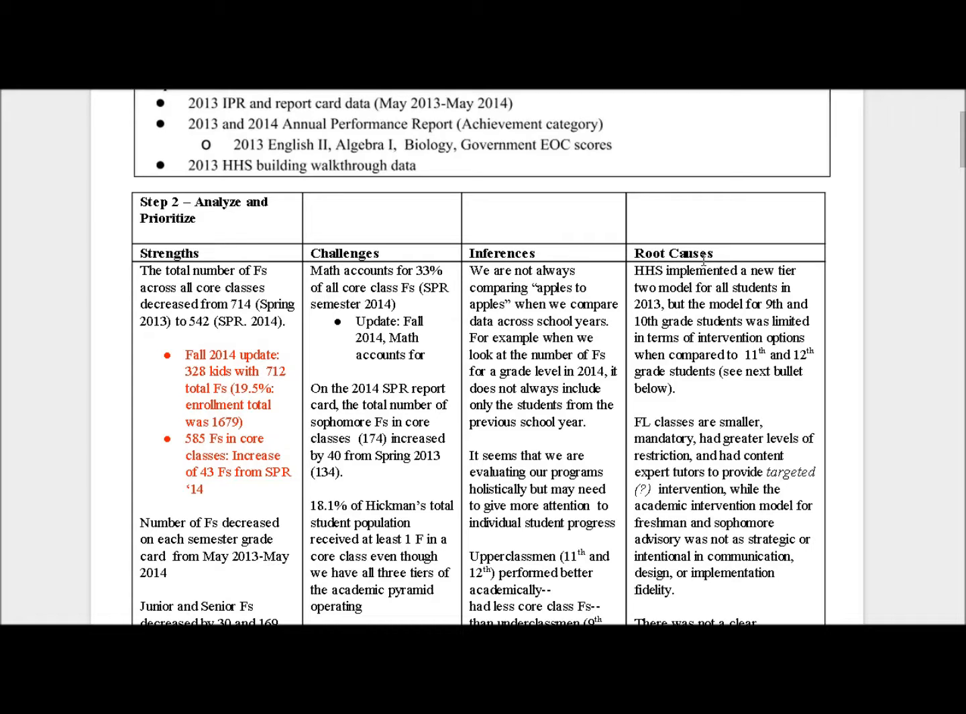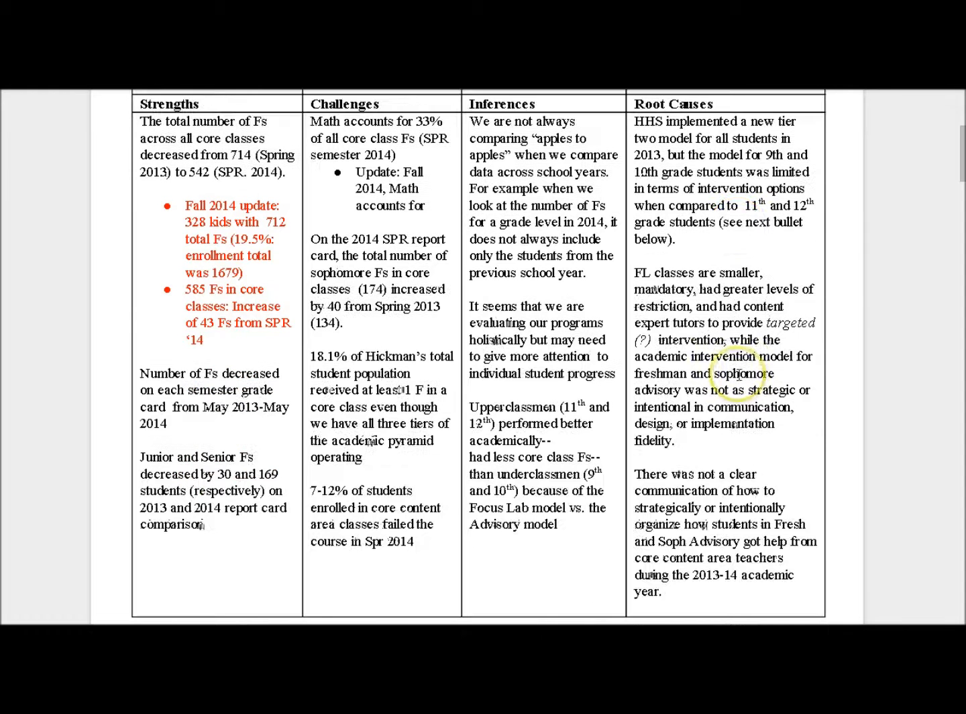But the way we wrote it on paper did not necessarily pan out the way that we thought it would. So we saw that with 11th and 12th graders, when they had an opportunity to actually go to a place that was more restrictive because we've identified them as needing additional help, they tended to do better. The students who went into Focus Lab got their grades up, and most of them were able to go out of Focus Lab and back into study hall. And there were some students who wanted to stay in because they felt that structured environment was the reason that they started to do better on their academics. So that's one of the reasons or root causes for juniors and seniors doing better on their grades in spring 2014. Those Focus Labs are smaller, they're mandatory, and they did have greater levels of restriction.